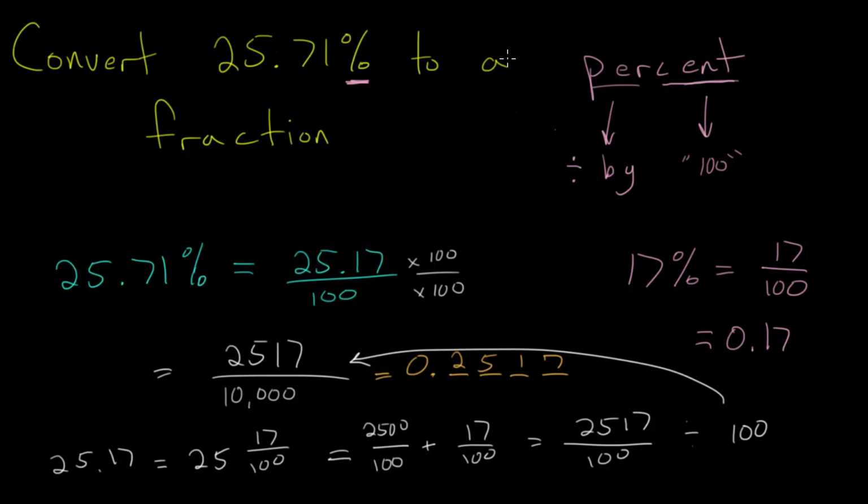And going from percents to decimals is fairly straightforward. When you are dividing by 100, you just move that decimal, excuse me, we go the other way, 2 places to the left.